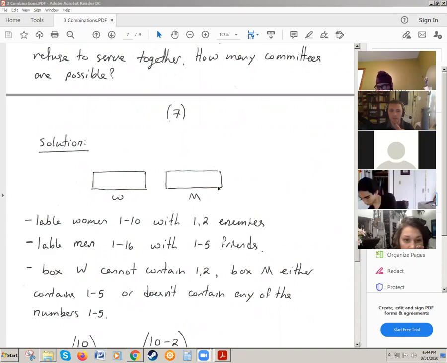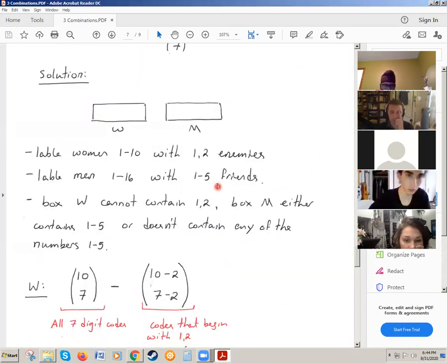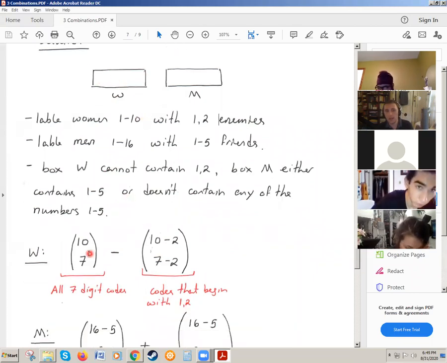Okay, so here is, I think, the simplest way. We need to know how many ways there are to fill in just for women, right? So for women, without any restriction, I have 10 choose 7 possibilities, 10 choose 7 codes, but some of those codes I need to remove. How many codes do I need to remove? Well, the codes that contain both 1 and 2, it's easier to do subtraction here. Codes that contain 1 and 2 are exactly 10 minus 2 choose 7 minus 2. Do you see that?